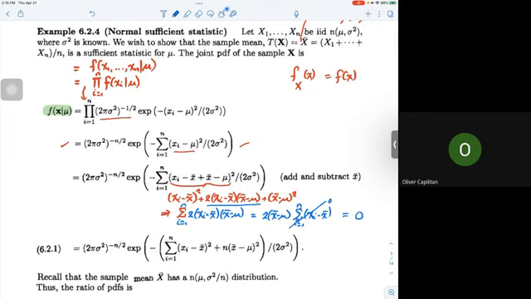That is why what is left here is the first term, and then this last term. And then the summation of this last term, because it does not depend on the index of the summation, that is why we have n times the square of x bar minus mu, and then over. Okay, so this is our joint PDF.